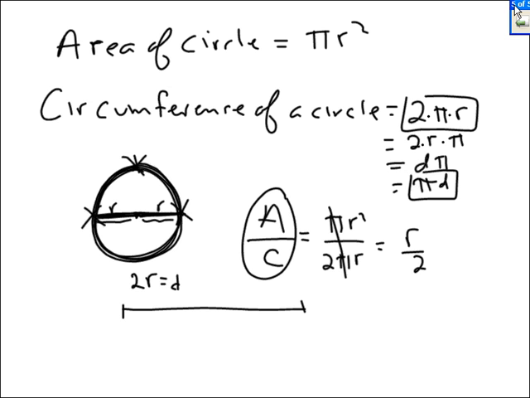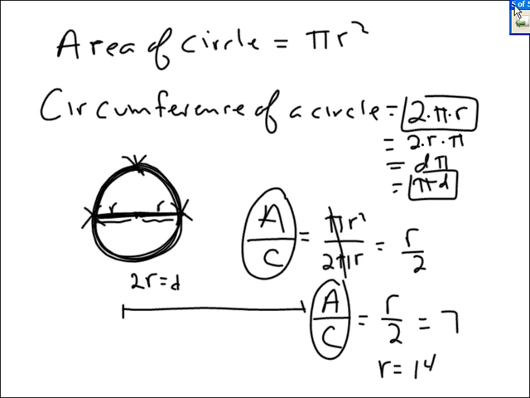Whenever you divide the area of a circle by the circumference, you get r over 2. Always. So that's a nice formula to know. If somebody gives you the area and the circumference, you divide the two, and now you have half the radius. Just double it to get the radius. Okay? If the area divided by the circumference is 7, then r would be 2 times 7.